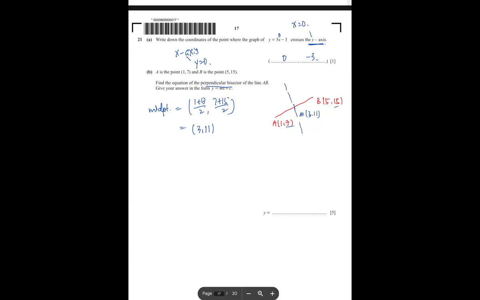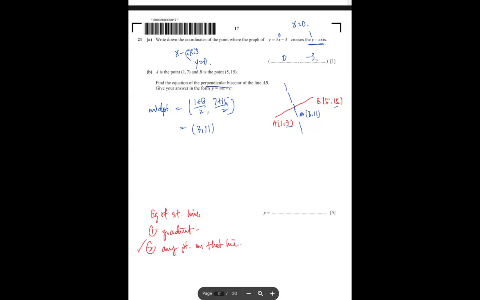Okay, next, you need to find the gradient of your line. Oh, I missed this part. Basically, if you want to find the equation of a straight line, you need two things. One, its gradient. Second, any point on that line. We already have this, we already figured it out. That's the midpoint. So the line that you want to find passes through the midpoint of AB. Next thing you need to do is find its gradient.